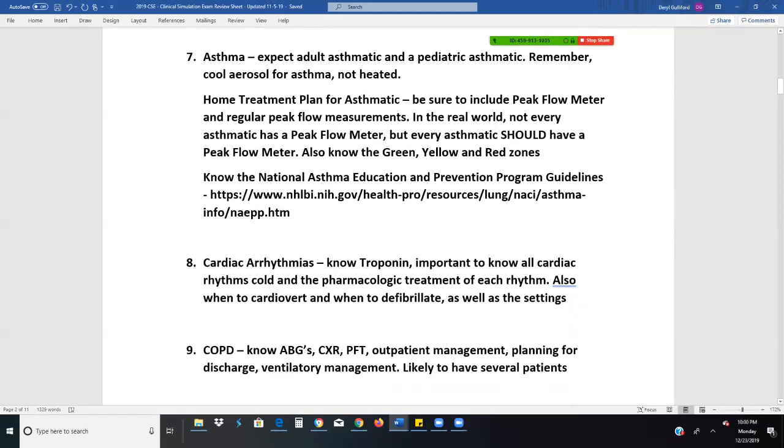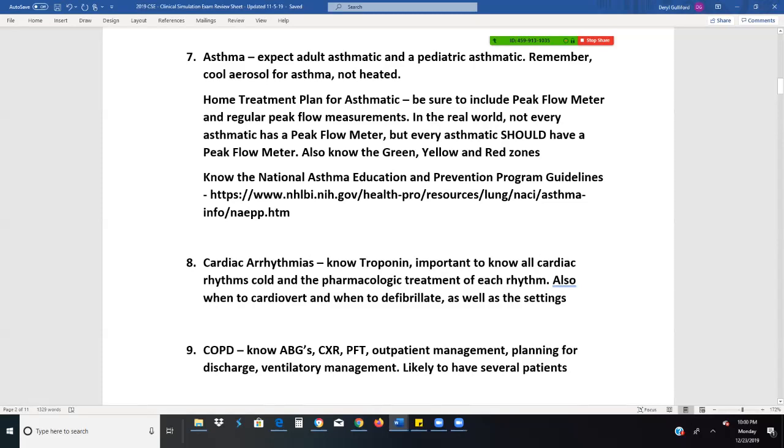The green zone is above 80% of the patient's personal best. That means they're good to go. Yellow is 80 down to 50. That means they need to get to an office, get to see their doctor, and get their treatment adjusted. Red, less than 50, straight to the emergency room. That right there is going to guide you well when you do your clinical simulation for asthmatics.